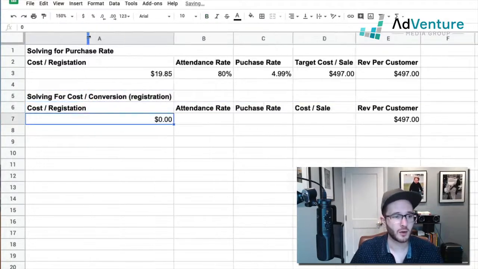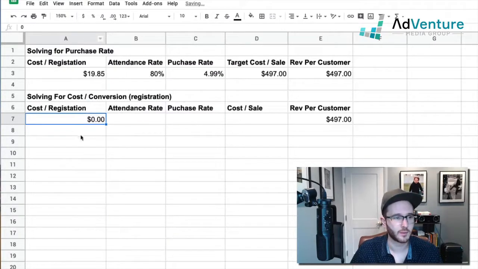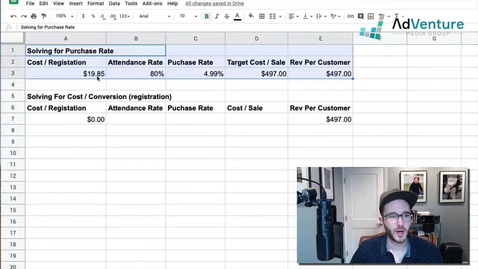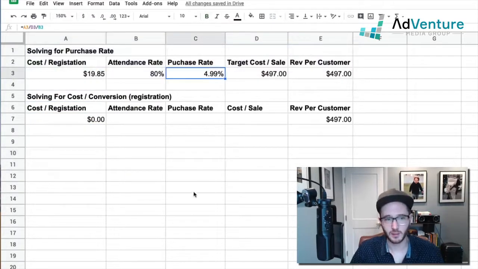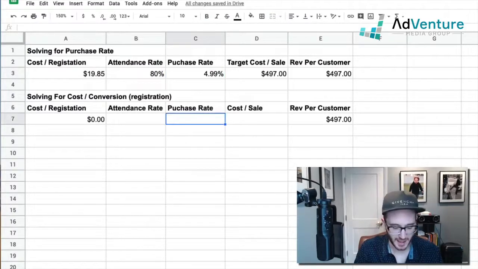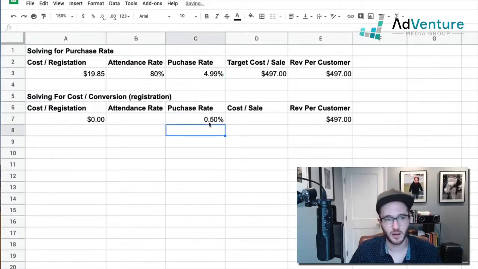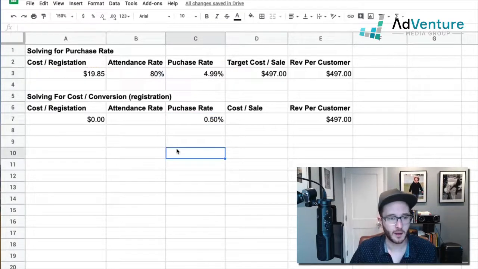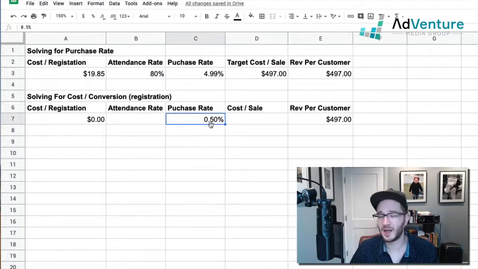So say I know, like in the first formula up here, what we were trying to do was figure out what my purchase rate had to be. But let's say I have a target purchase rate. I sort of know realistically we're going to get like 0.5%. Okay, let's say I know that that's going to be my purchase rate. So I enter in my purchase rate. If you look over here is a formula. We were solving for purchase rate. Okay. Over here, we're putting in a purchase rate that we think is realistic, or we put in actual data.